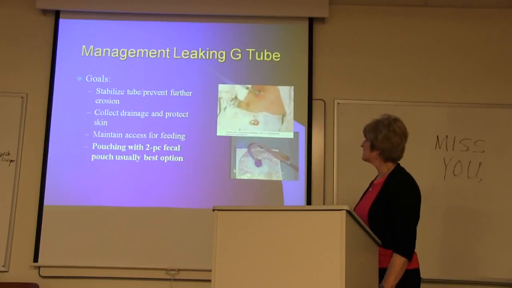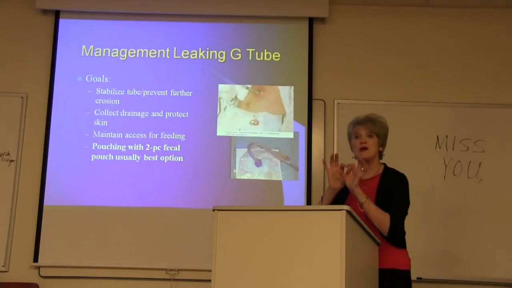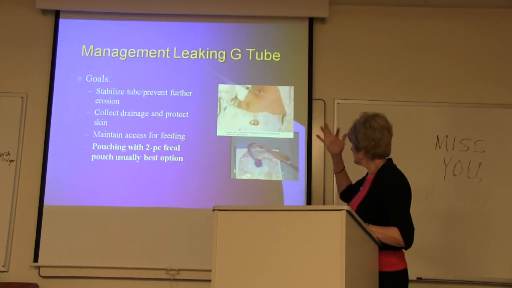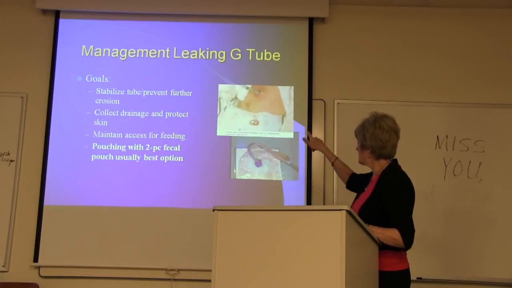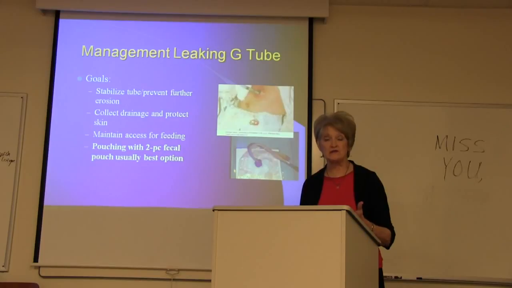Okay, so let's talk about a leaking G-tube. And of course, you know what the problem is. Most of the time you have tract erosion. So when you go to see the patient, the hole around the tube is much larger than the tube itself. Typically you have significant skin breakdown, sometimes much worse than this. And the patient's leaking large volumes of formula and gastric fluid onto the abdominal surface, causing major skin breakdown.